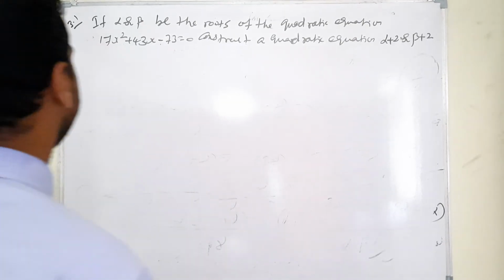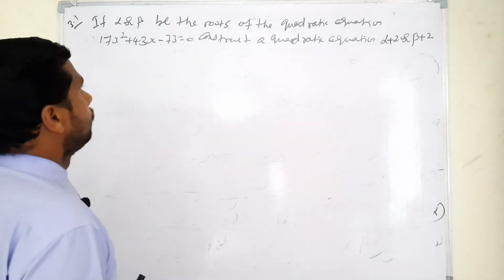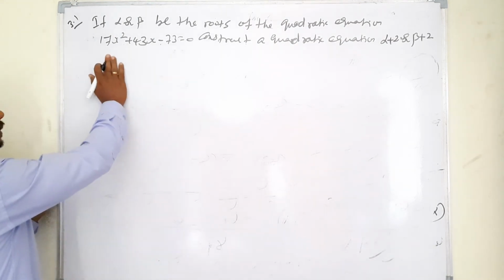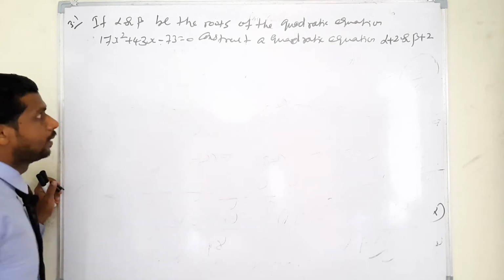Moving to example 3.1. Question: if α and β are the roots of the quadratic equation, the given equation being 17x² + 43x - 73 = 0.